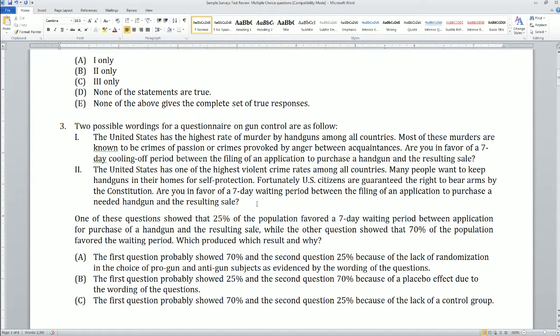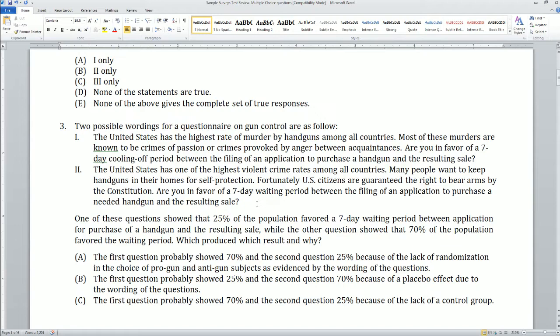The resulting sale? One of these questions showed that 25% of the population favored a 7-day waiting period between application for purchase of a handgun and the resulting sale, while the other question showed that 70% of the population favored the waiting period. Which produced which results and why? Let's go through each option.